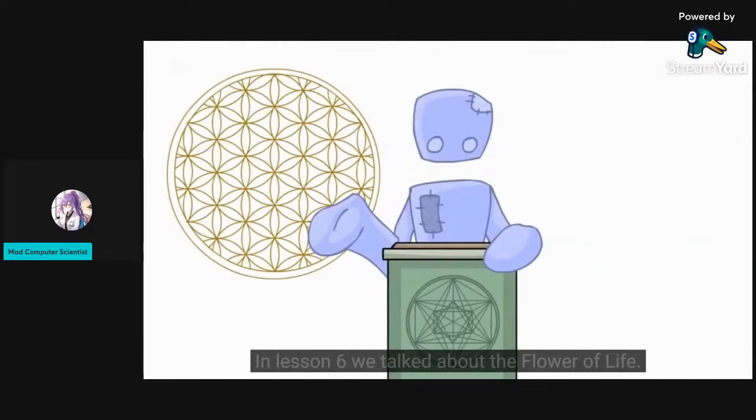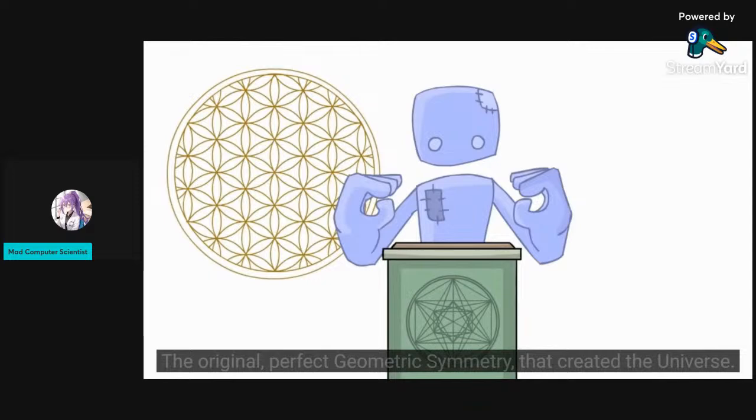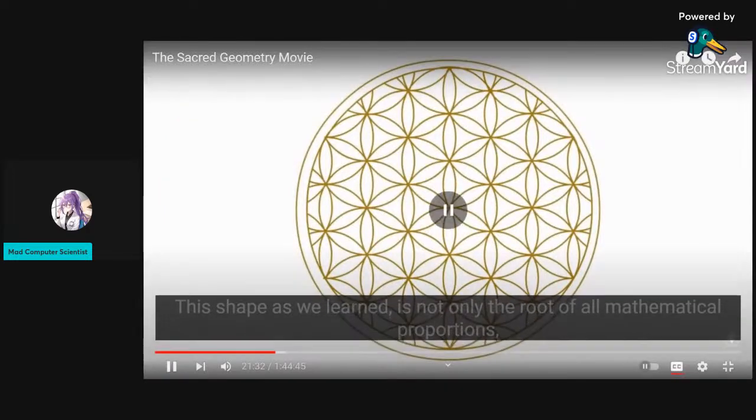In Lesson 6, we talked about the flower of life, the original, perfect geometric symmetry that created the universe. This shape, as we learned... Alright, we know it didn't create the universe, we know no geometric shape created anything, and we certainly know that the universe was not created by a spirit drawing circles as you suggested earlier.